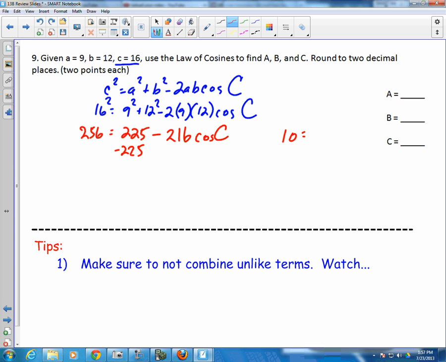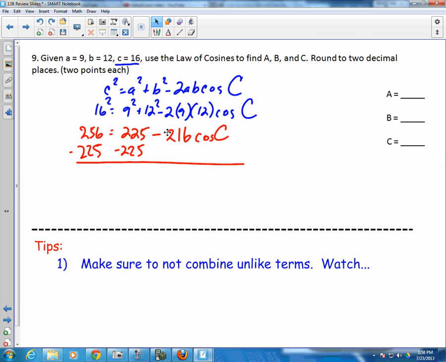If you had 10 equals 5 minus 2x, okay? You wouldn't say 10 equals 3x. They're not like terms. It's kind of like that same concept, okay? In this particular case, 225 minus 216 cos C, I'm not going to say 225 minus 216 is 9 cos C. You're not going to do that. You're going to get the 225 out of there, and then you're going to continue to solve.